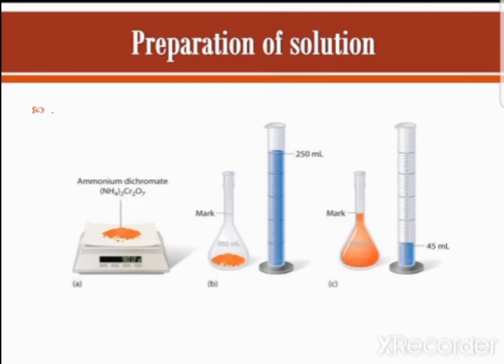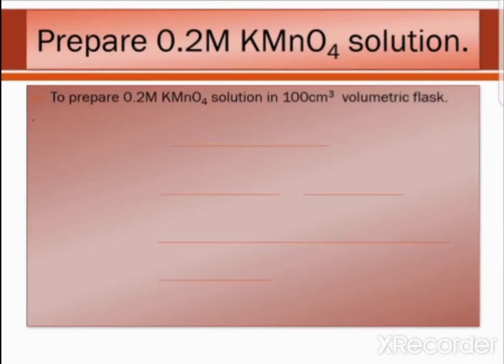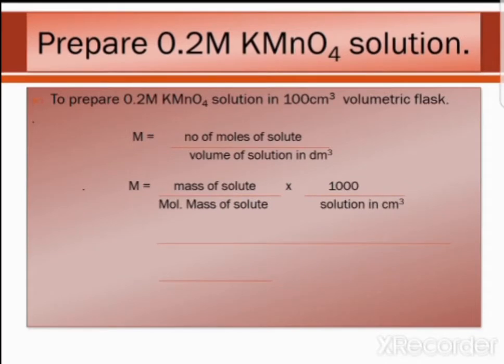Volumetric flask of capacity 1 cubic decimeter, 500 cubic centimeter, 250 cubic centimeter, 100 cubic centimeter, 50 cubic centimeter can be used. Suppose we have to prepare a solution of KMnO4 in 100 cubic centimeter. For the preparation of 0.2 molar KMnO4 solution in 100 cubic centimeter volumetric flask, first we have to find the mass of KMnO4 which is needed for the preparation of 0.2 molar KMnO4.